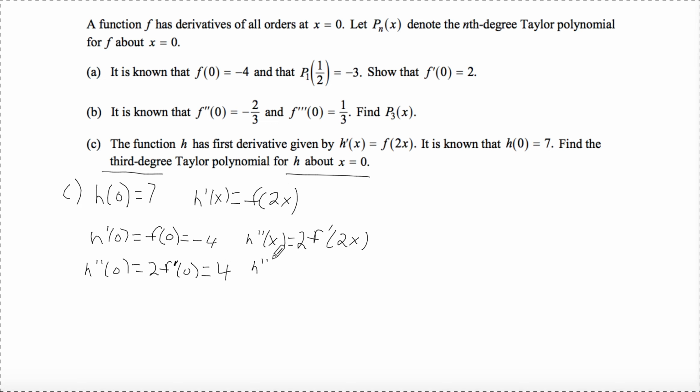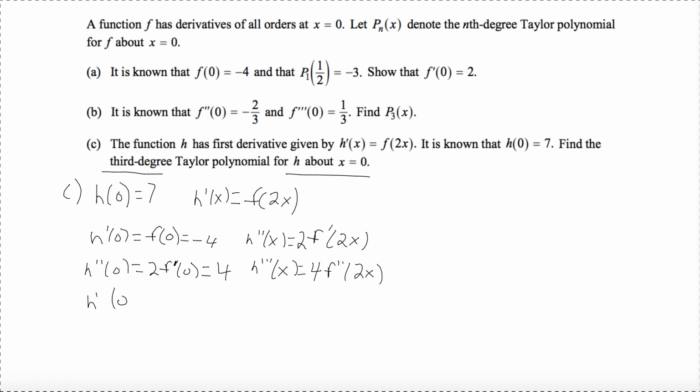Now I need the third derivative of h. So I take the derivative of this. Looks like another chain rule. That'll give me f double prime, but keep the inside, times the derivative of the inside. There was already a 2 there, so it'll be 2 times 2 is 4. So h triple prime of 0, there should be triple prime of 0.